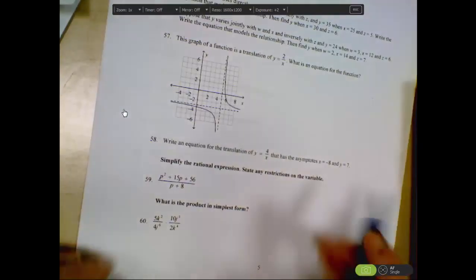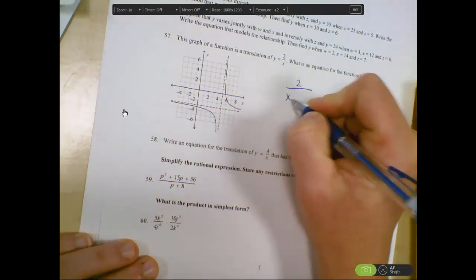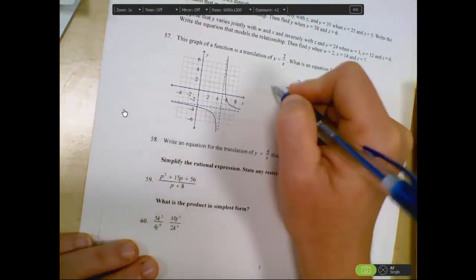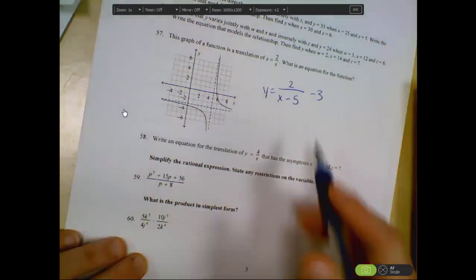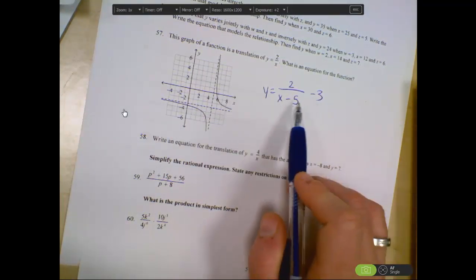Okay. This is a graph of a function. It is shifted 5 units to the right, so that's x minus 5, and down 3, minus 3. Horizontal asymptote, y equals -3. Vertical asymptote, x equals 5.